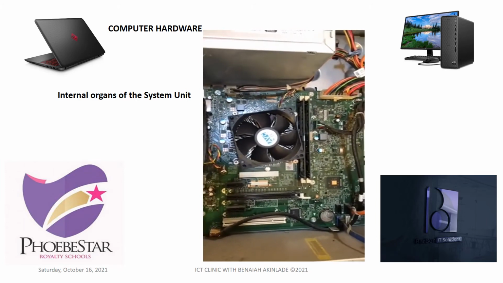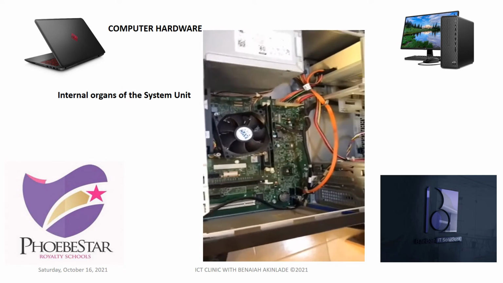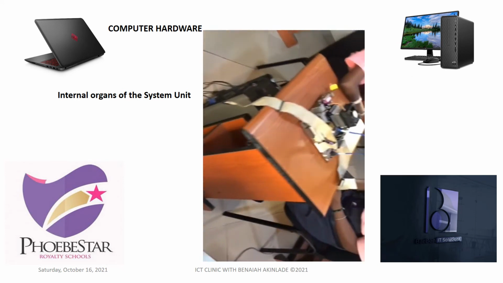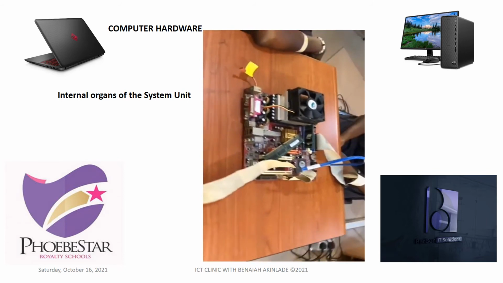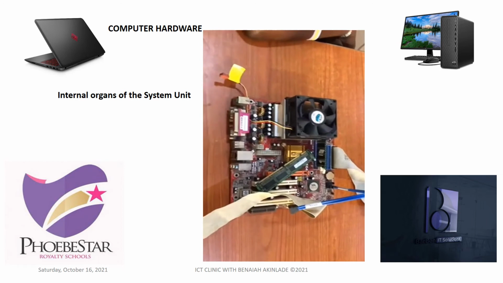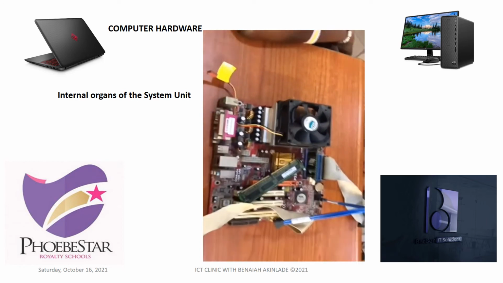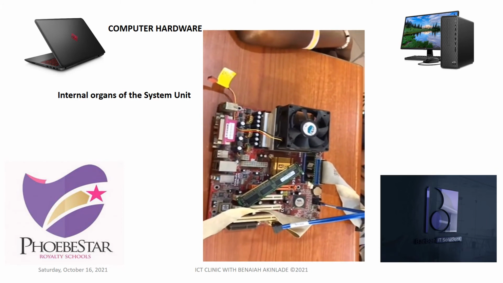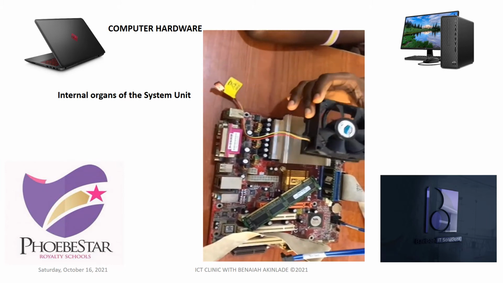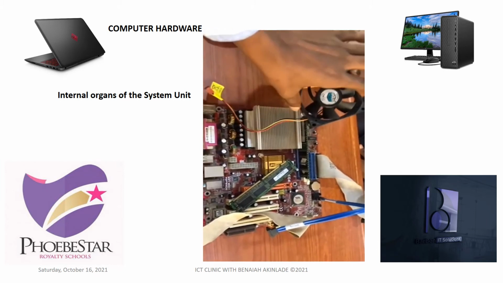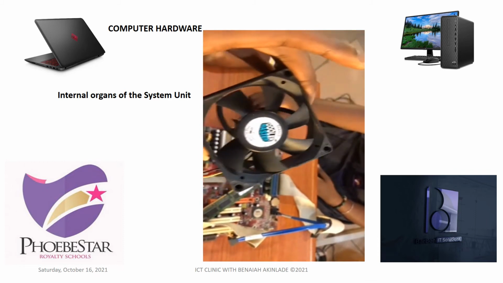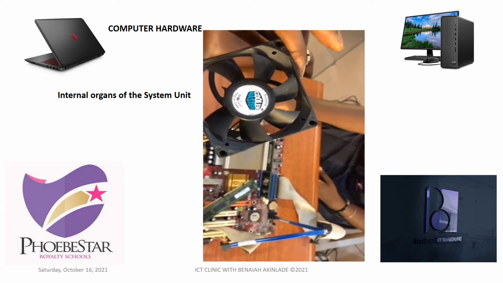Now let's see how the motherboard looks. We are going to check a motherboard that we have already detached from the system unit. This is the motherboard. This motherboard comes with different features. The first one is the processor fan. This one is in charge of cooling the processor. As we said, the processor is also known as the CPU.